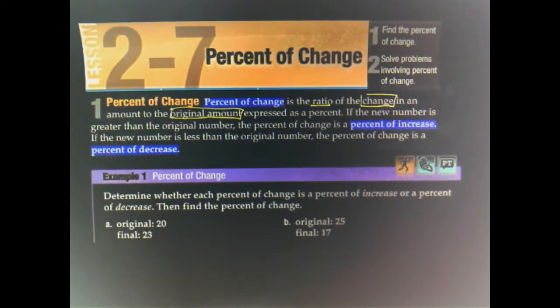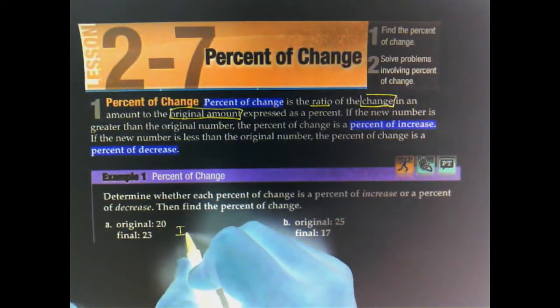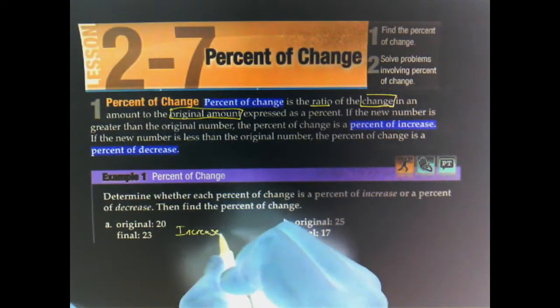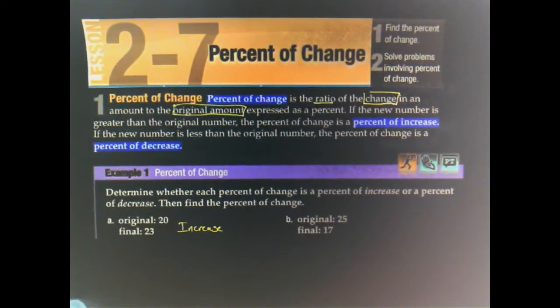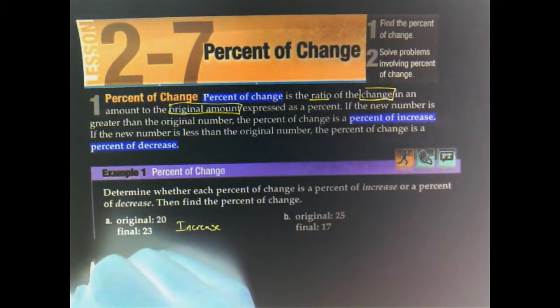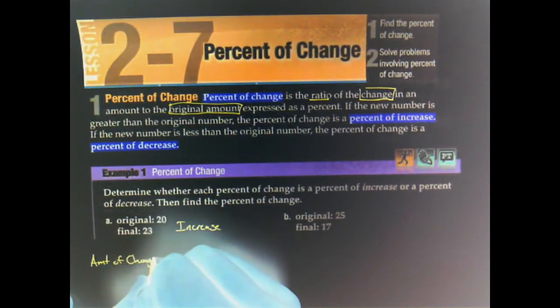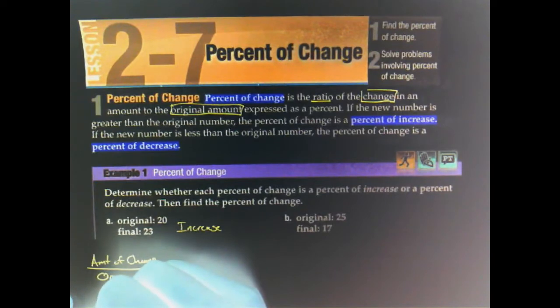So if we take a look at example 1, it says determine whether each percent change is a percent increase or a percent decrease, then find the percent change. So first, if our original is 20 and our final is 23, we've gone up, so this would be an increase. Now to actually find our percent change, percent change is a ratio, or a fraction, and we have the amount of change on top, and on the bottom we have the original amount.